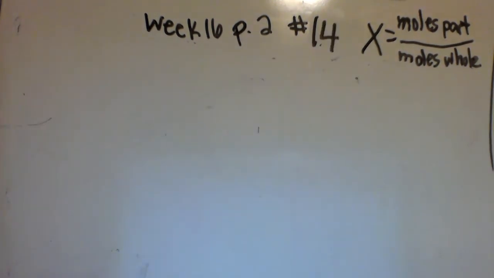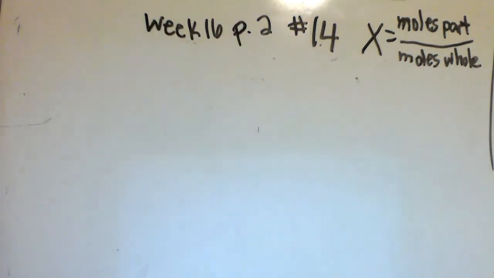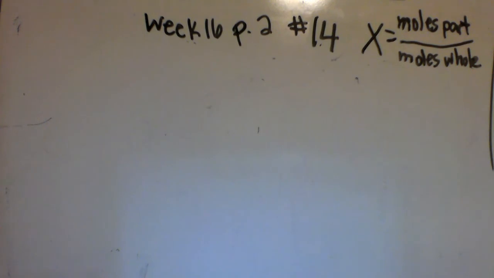Let's look at number 14 now on page 2 of your week 16 homework sheets. It reads, what is the mole fraction of each component in a solution made by mixing 50 grams of carbon tetrachloride and 50 grams of chloroform? We know that we're using mole fractions, and I already have the mole fraction equation right here. We're given two different components, 50 grams of carbon tetrachloride and 50 grams of chloroform.